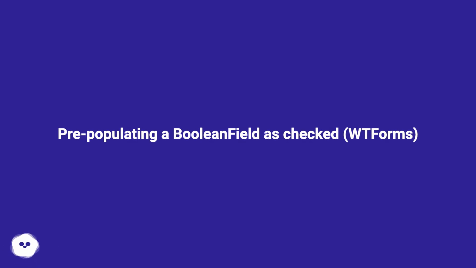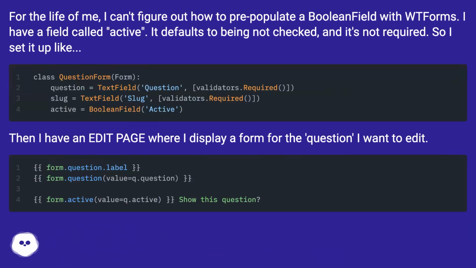Pre-populating a Boolean field is checked forms. For the life of me, I can't figure out how to pre-populate a Boolean field with forms. I have a field called active. It defaults to being not checked, and it's not required. So I set it up like.